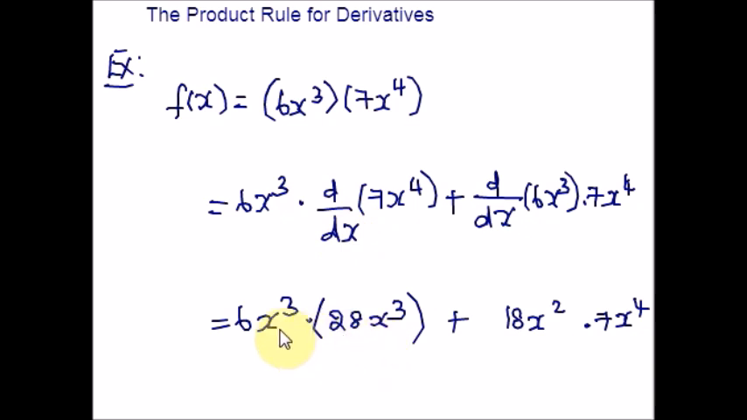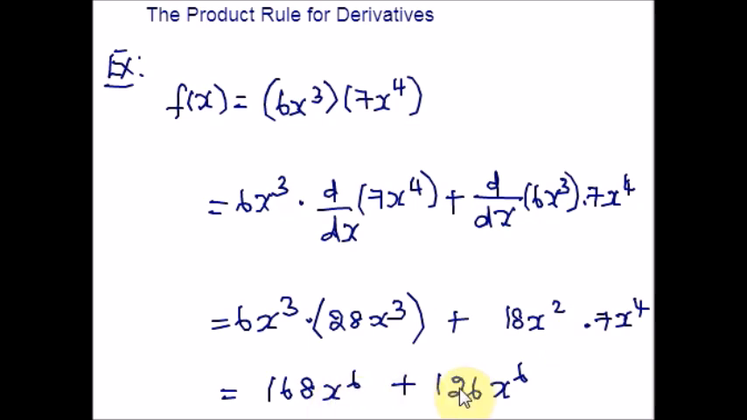Now we are going to simplify it further by multiplying. So here 6 times 28 is 168 and x cubed times x cubed. Here you can use the law of exponents. When the bases are same, you can just add the exponents. So 3 plus 3 is 6. So if you multiply these two, you will get 168x raised to 6. Same way you can multiply these two terms. 18 times 7 is 126. X squared times x raised to 4 is x raised to 6.